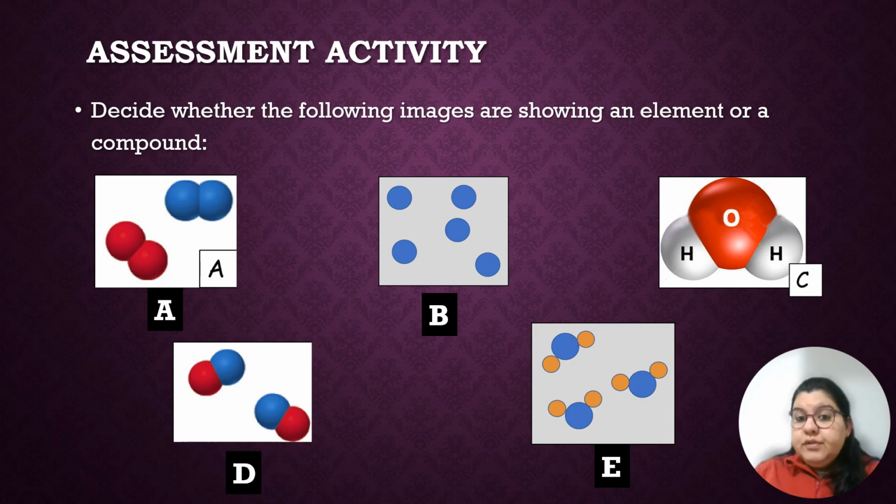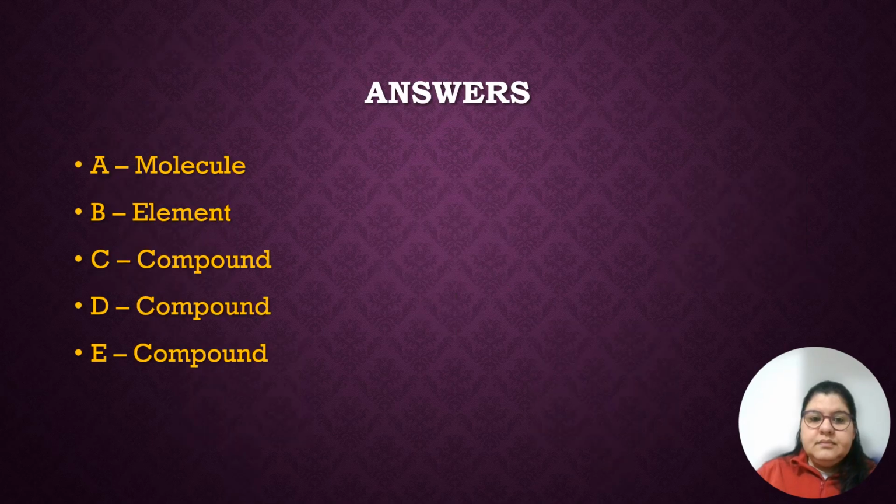Okay, now before we end the class, let's test ourselves. There are 5 images that you can see. Decide what these images suggest, whether it's an element or a compound. You have 3 minutes to finish this activity in your book. Okay. You may check your answers here.